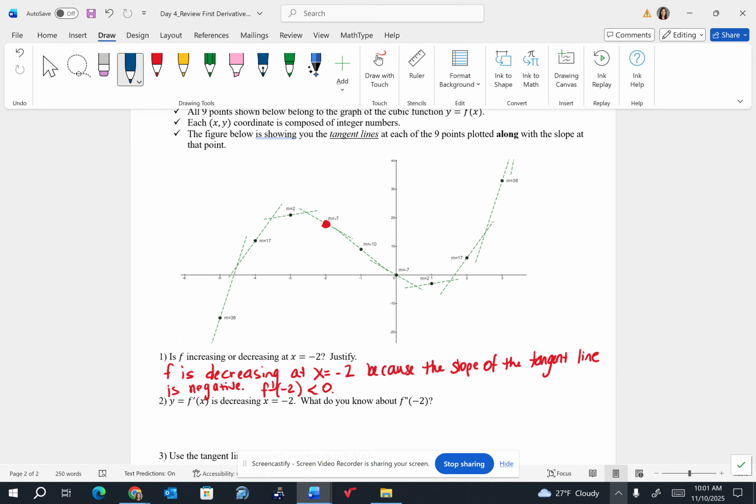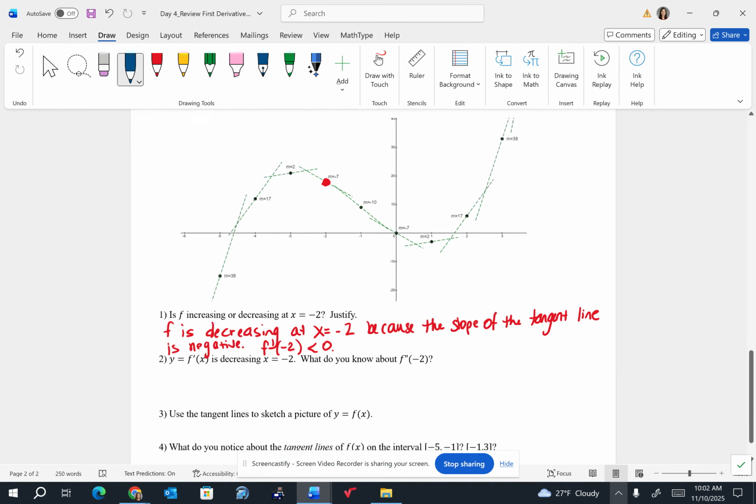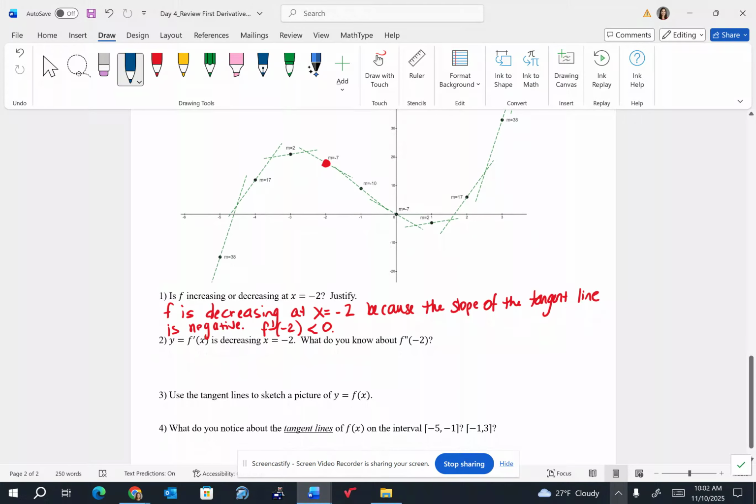Okay, here's where the calculus part comes in. Is the derivative decreasing at negative 2? We know that the derivative is negative, but what about is it decreasing? So I think it might be helpful to look at what's happening to the derivative, the slope of the tangent line at all the values around negative 2. So the slope of the tangent line at negative 3, according to my graph here, is 2. The slope of the tangent line at negative 2, that's the part that we were just focusing on, is negative 7. The slope of the tangent line at negative 1 is given to be negative 10.